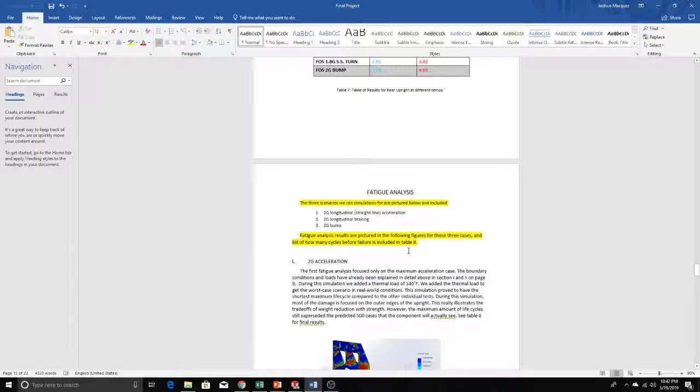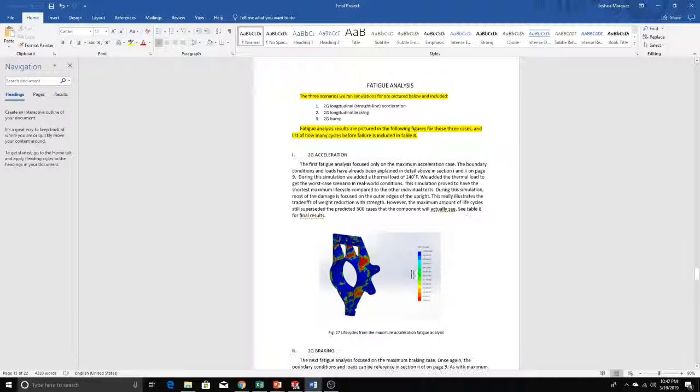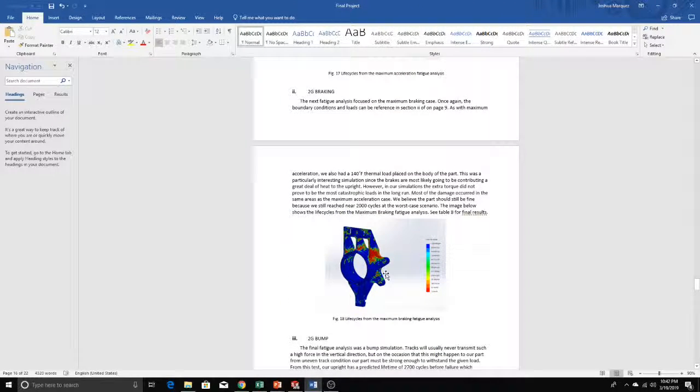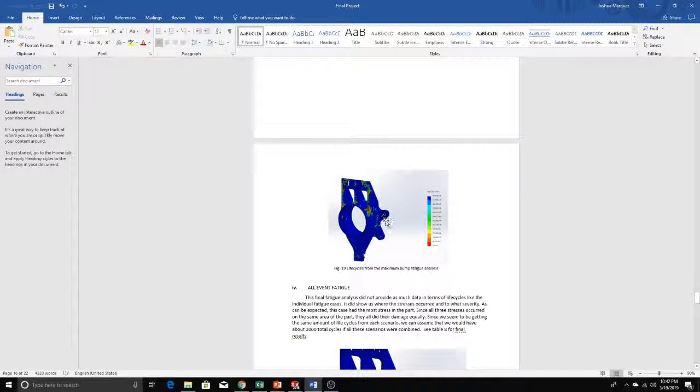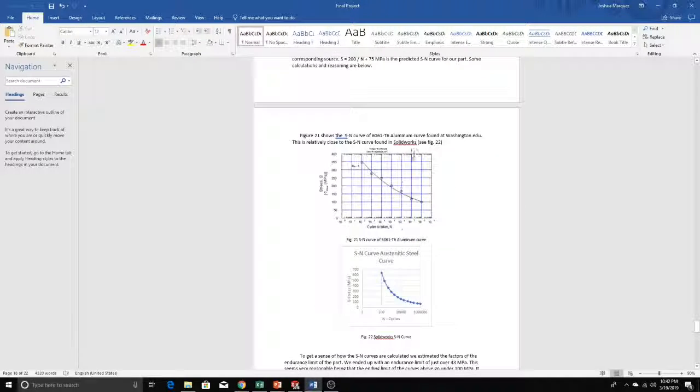We also considered the fatigue analysis. The fatigue analysis results are pictured in the following figures. Here's one for the first scenario, namely 2G acceleration. Here's one for 2G braking, and here's one for 2G bump. You can see the stress concentrations in each of these. The table of results for these fatigue analyses basically show the amount of cycles that the component will endure until failure. And here's an SN plot.